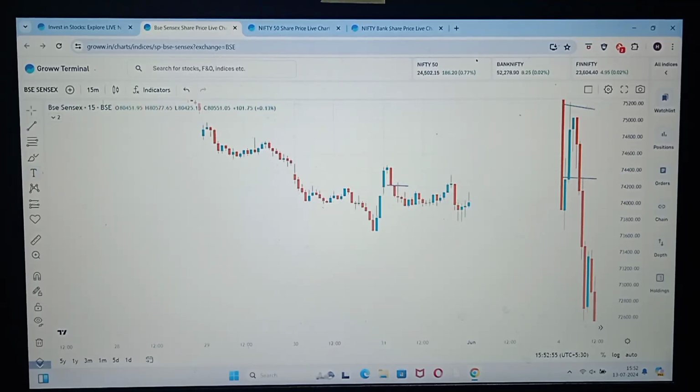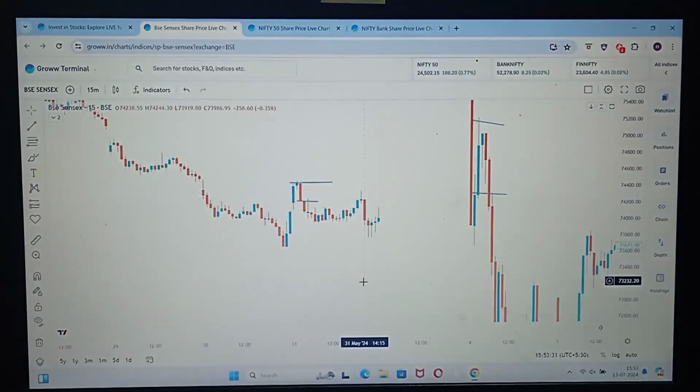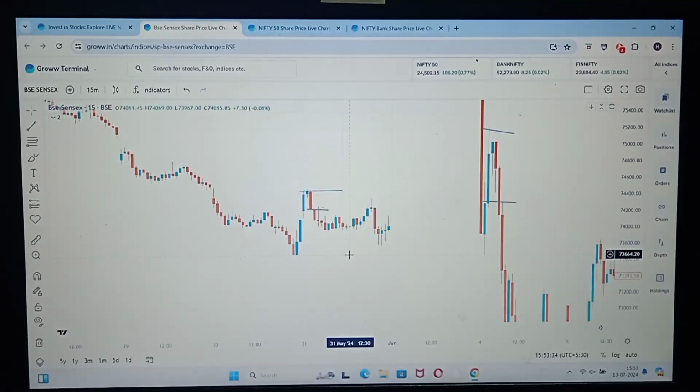9:15. Simply what you have to do, you have to come to the market 15 minute time frame. You have to mark the high and low of the 9:45 candle, like I did. This candle is 9:45. So marking the high and low, you can see at 10 o'clock this candle is breaking the low of 9:45. So here you are taking your trade at 74,218 level. Easily you can see it is going downward. 150 to 100 points you could have made. So that's all for Sensex.